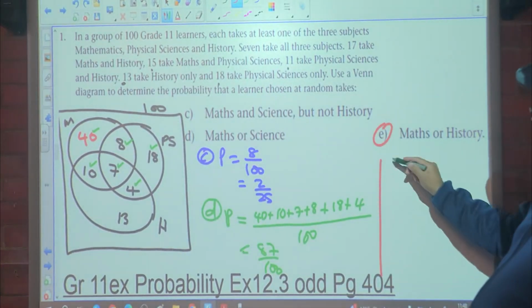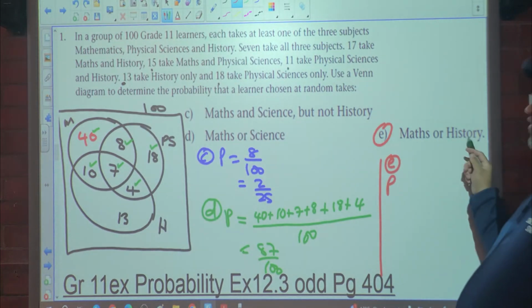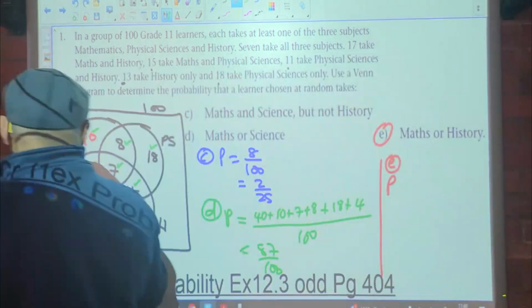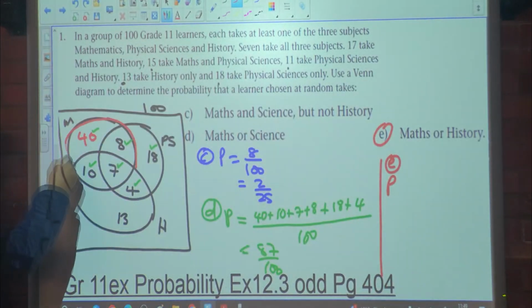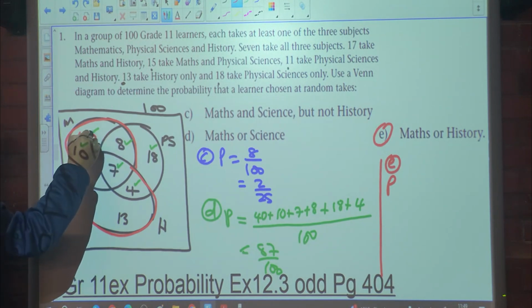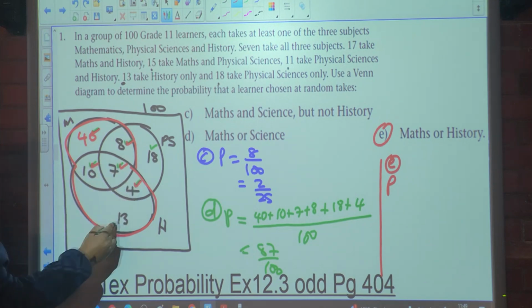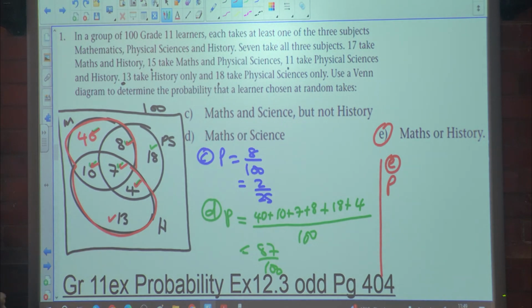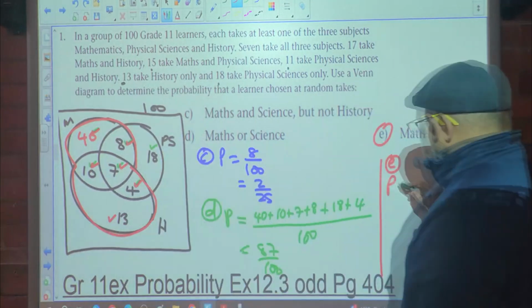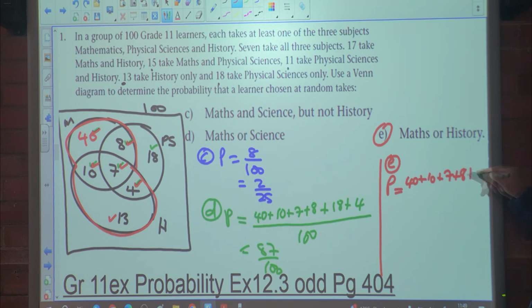Let's look at E. The question is the probability for mathematics or history. So, mathematics or history. So it's all of this here. Can you see that, people? So it's again this 40, 10 and 7. But now I'm adding 4 and 13. The probability is simply going to be 40 plus 10 plus 7 plus 8 plus 4 plus 13.